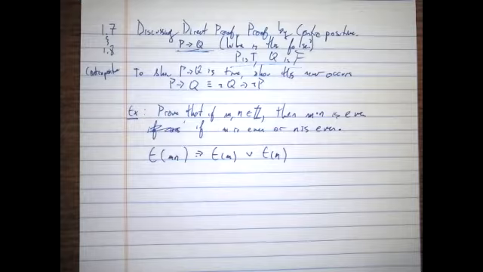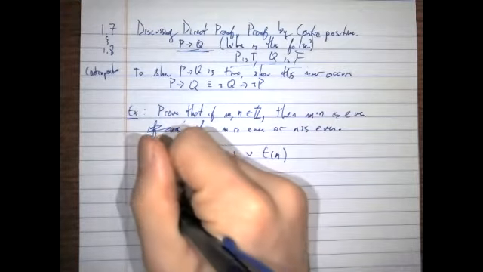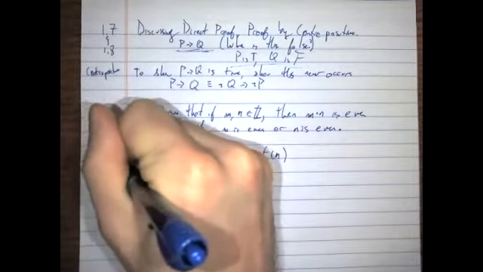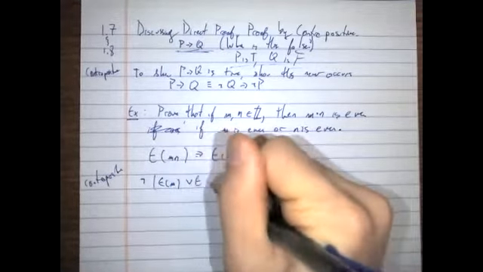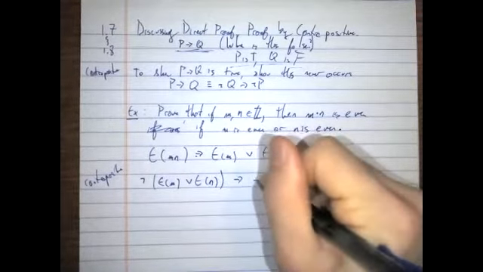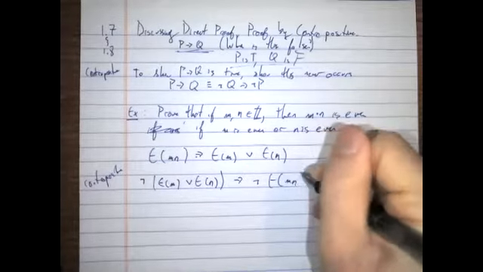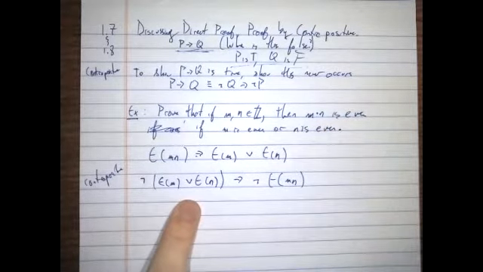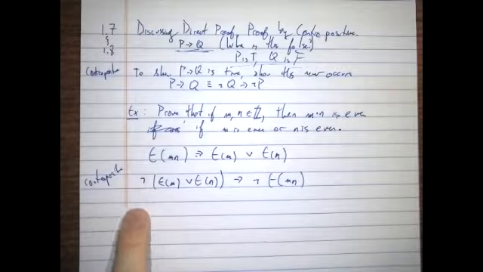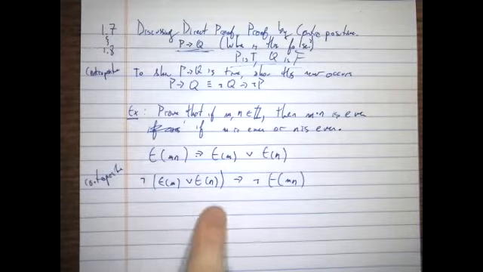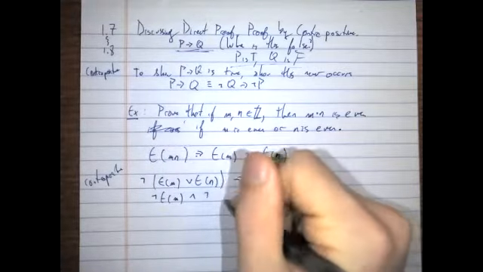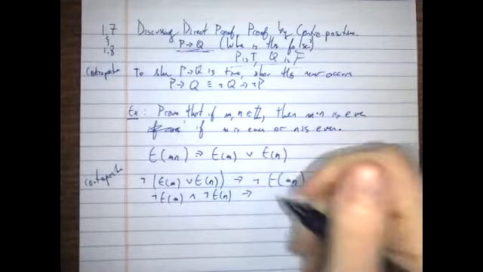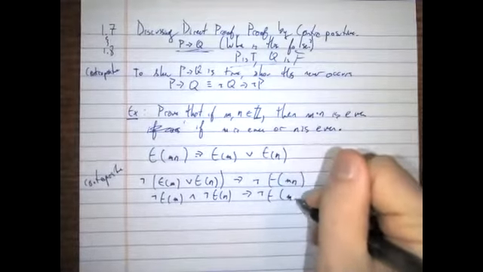Would it be not E of m and not E of n? Exactly. To get the contrapositive, we negate propositions, and this is a compound proposition. So we use De Morgan's to simplify it. So we get not E of m and not E of n implies not E of mn.